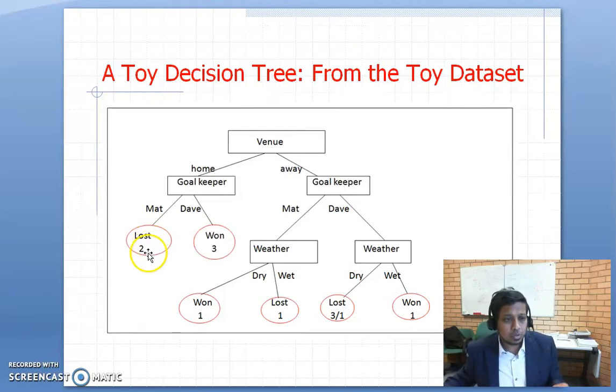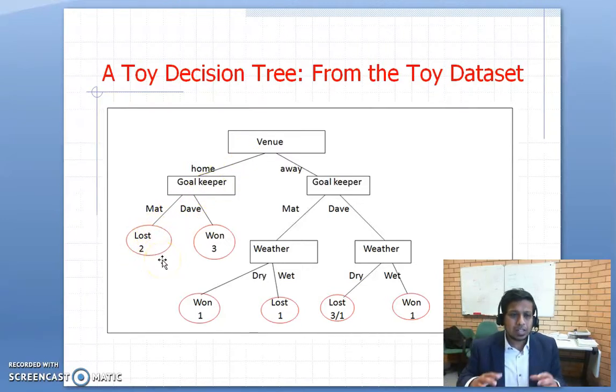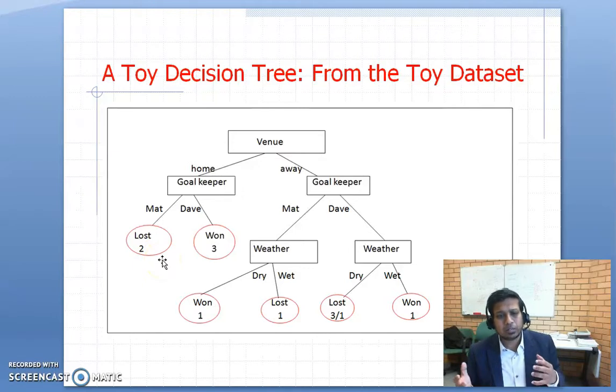Okay, so there are two occasions when they played in the home ground having Matt as the goalkeeper and they lost the match. And this is how we can see when they're winning and when they're losing, and possibly the coach or the management can actually learn the pattern of wins and losses. This is a decision tree.